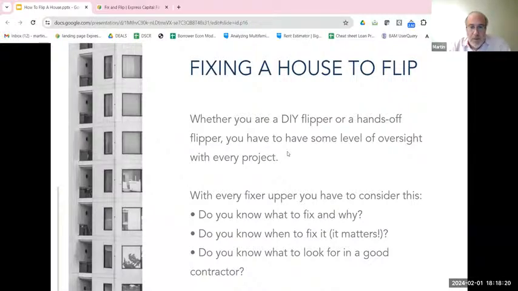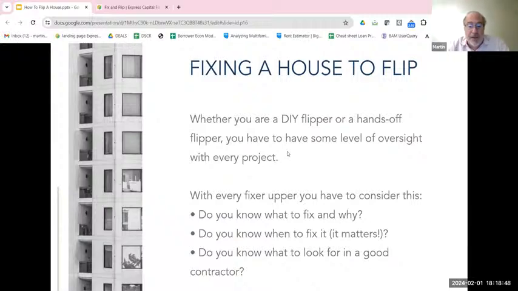You need to consider: do you know what to fix and why? Do you know when to fix it? It matters. And do you know what to look for in a good contractor? So with the first bullet, do you know what to fix and why? The most important parts of the house, believe it or not, are the bathrooms and the kitchen. Bathrooms number one, kitchen number two. Everything else is kind of minor, even though the bedrooms could be small or big. It's not a major factor when you're fixing and flipping.